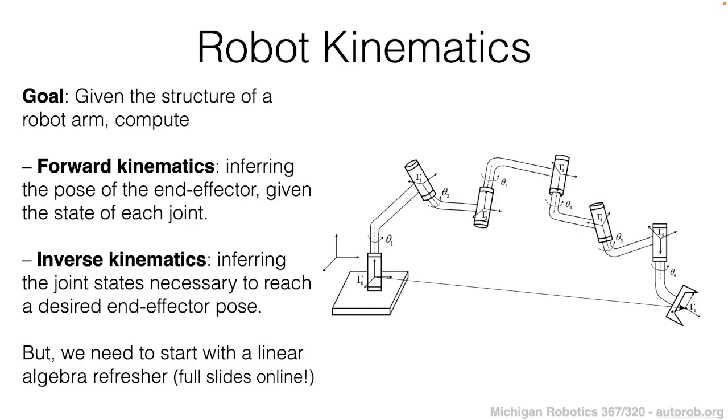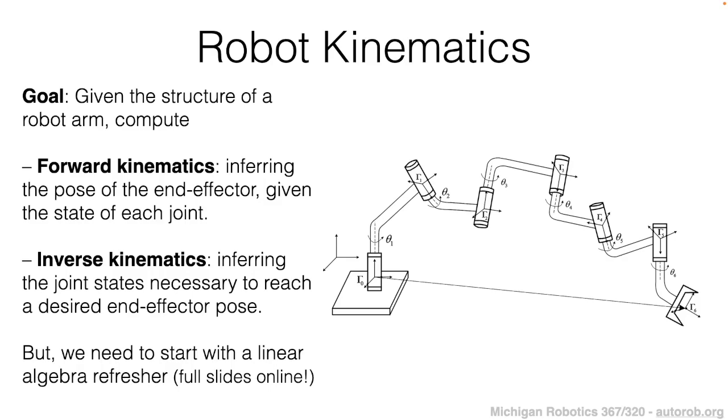Second, we might want to infer which joint states are required in order for some desired end effector pose to be taken by the robot. These two topics within robot kinematics are referred to as forward kinematics, where we try to compute where the end effector is currently, given the current state of each joint, and inverse kinematics, where we try to compute how the joints need to be set such that the end effector will take on some desired pose.